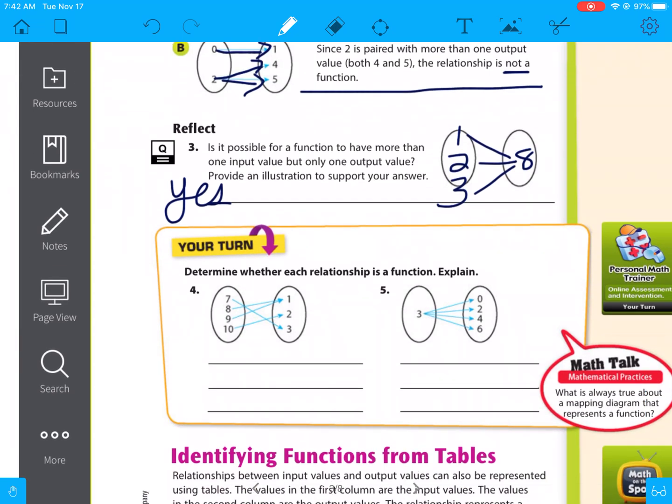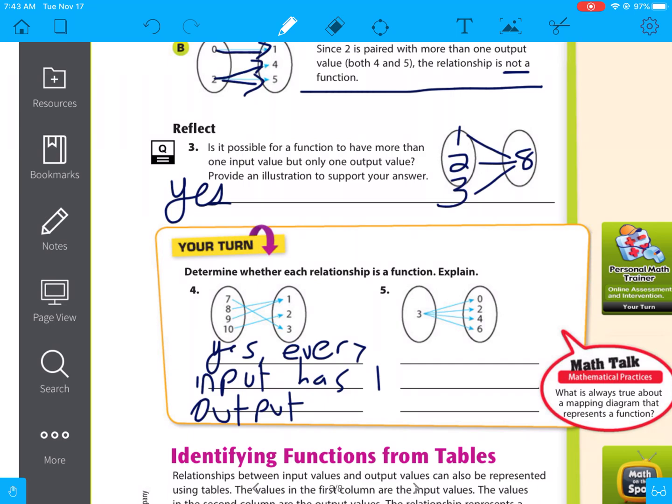So if you take a look at number 4, determine whether each relationship is a function. So 7 goes to 3, 8 goes to 1, 9 goes to 1, and 10 goes to 2. So yes, every input has one output. So it has to have exactly one output.